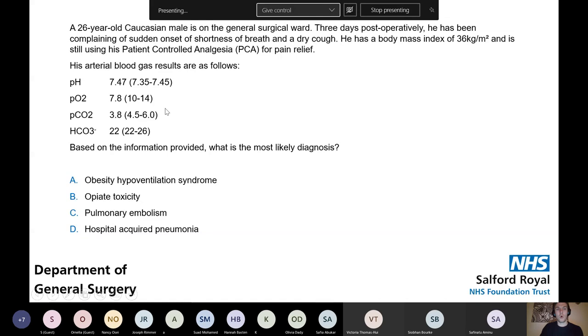So all of this fits with all of the pieces of evidence that we've got: post-operative, high risk factor for BMI. Also, as a side point, 3 days post-op, it fits right in the window for a PE. Sooner than this, you probably wouldn't see a PE, but sort of like 3 to 5 to 7 days is like prime window for having a PE after an operation. So all of this here fits with pulmonary embolism.